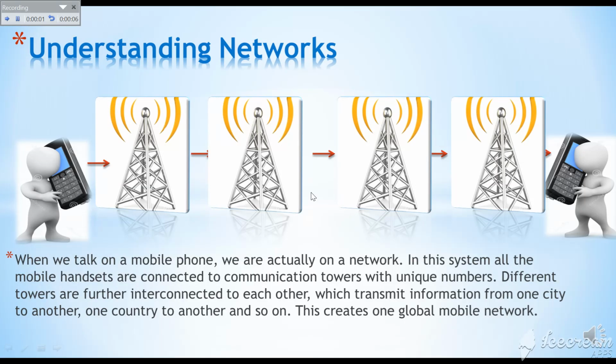Understanding networks. When we talk on a mobile phone, we are actually on a network. In the system, all the mobile handsets are connected to communication towers with unique numbers. Different towers are further interconnected to each other, which transmit information from one city to another, one country to another, and so on. This creates one global mobile network.